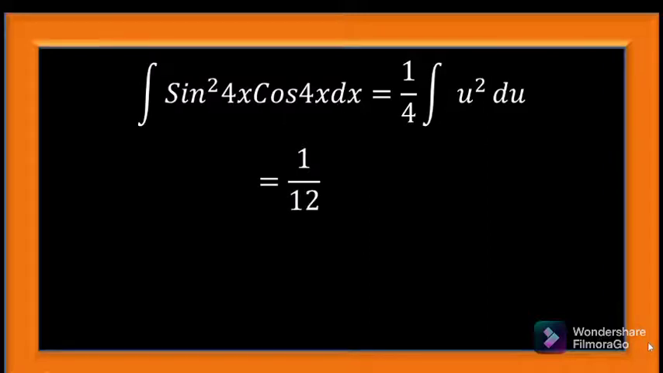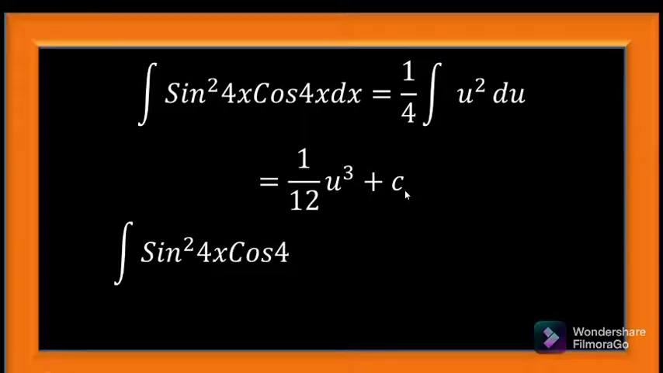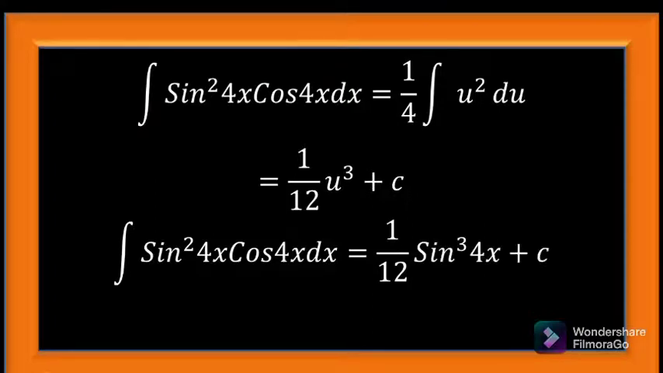So if you integrate u squared, you get u power 3 out of 3, but a third and a quarter gives us 1 out of 12. Then our u cubed plus a constant. But what is our u? Our u was, remember, sine of 4x. So we shall make a conclusion that the integral we have is 1 out of 12 sine cubed of 4x plus a constant. Now this brings us to our last example for this specific tutorial.